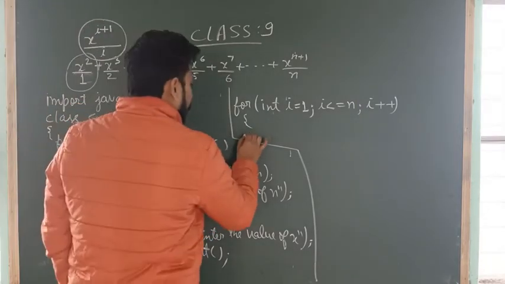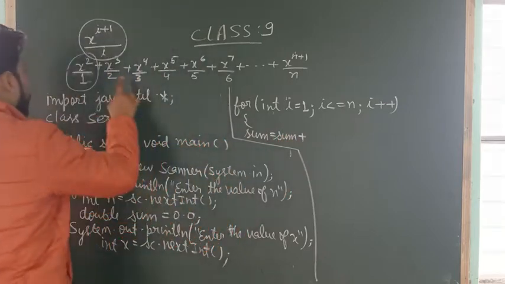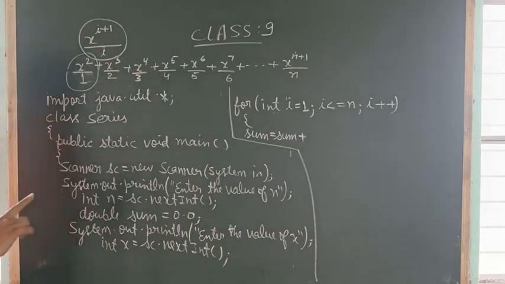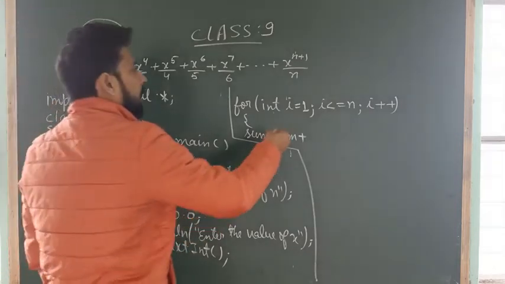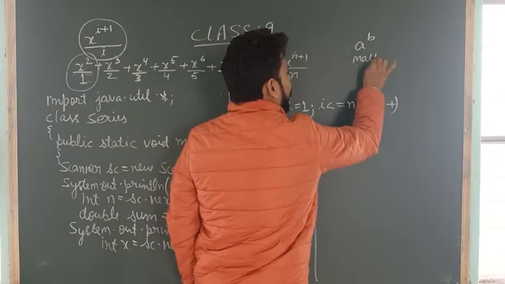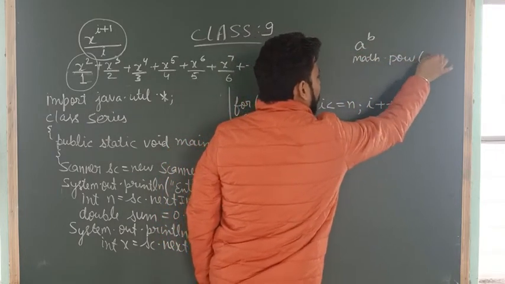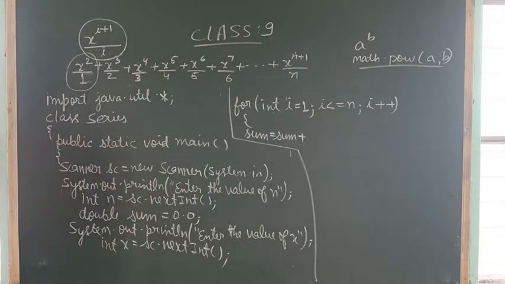So sum equals sum plus x raised to the power I plus 1. For x raised to the power I plus 1, for the power we have one math function, that is pow. Have you heard of this one? If it is a raised to the power b, then it will be Math.pow(a, b). It takes two arguments, where a is the base and b is the exponent, that is the power.